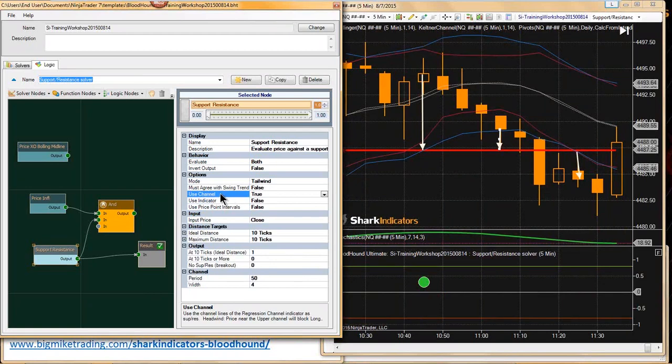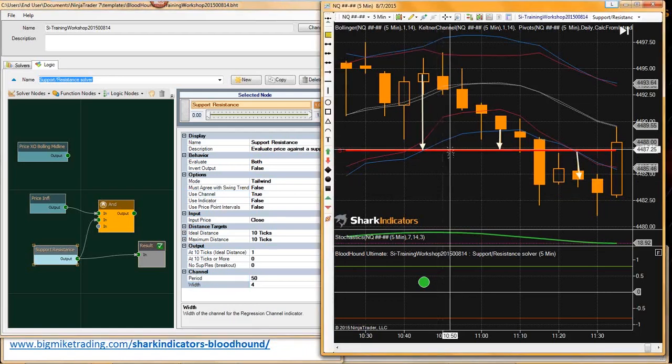Set this to true, and let's see, tailwind mode. What this is going to do is, if you want to use the regression channel as your support resistance line, that's what use channel will do. The regression channel is kind of a funky indicator, so it needs a little special conditions here. If we're going to use the regression channel, then down here are the settings for it. We have a period and a width for the regression channel.